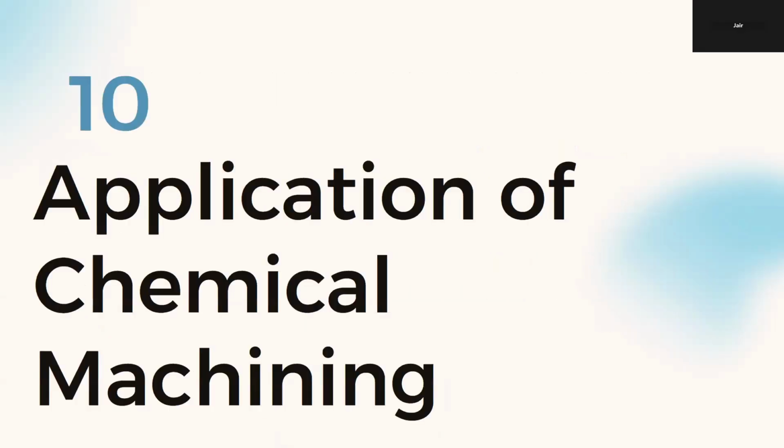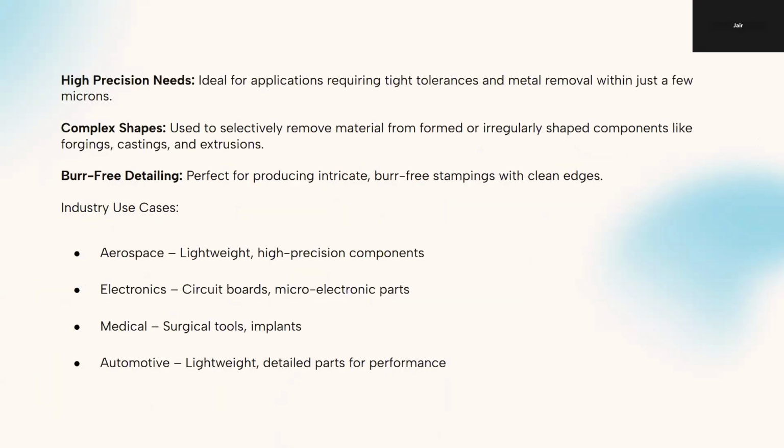Applications of chemical machining. High precision needs. Ideal for applications requiring tight tolerances and metal removal within just a few microns. Complex shapes, used for selective removal of material from formed or irregular shaped components like forgings, castings, or extrusions. Burr-free detailing, perfect for producing intricate burr-free stampings with clean edges.